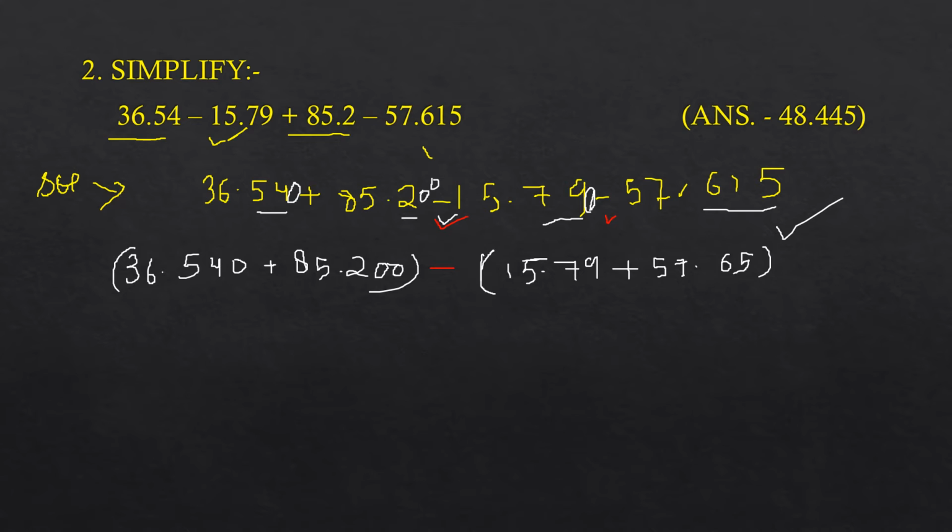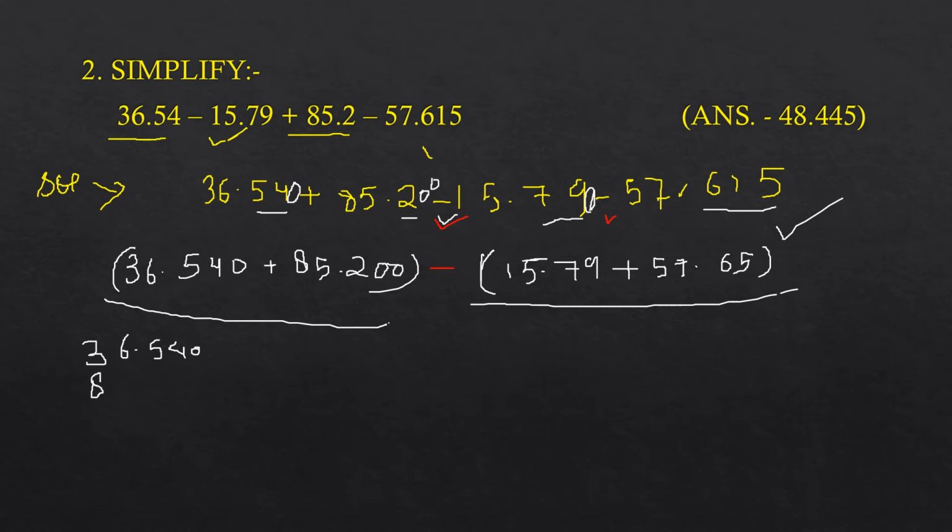So now we can solve them. We are having groups, first group and second group. First of all we will solve them. Let's solve the first group. First group is, we have to add them. 36.540 should be added with 85.200. So let's add them.